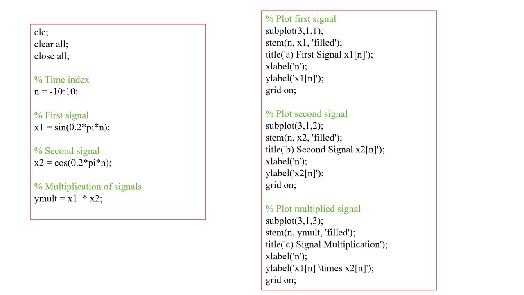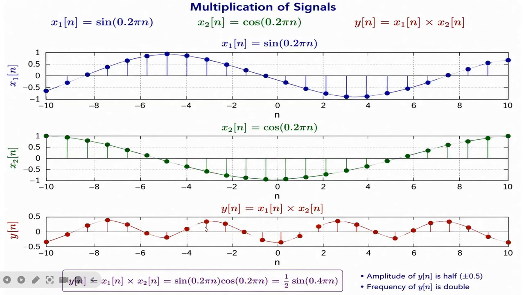And here you can see the graph. Okay, this is the graph which illustrates the change in amplitude and the frequency after the multiplication. You can see the changes in the frequency and the amplitude.